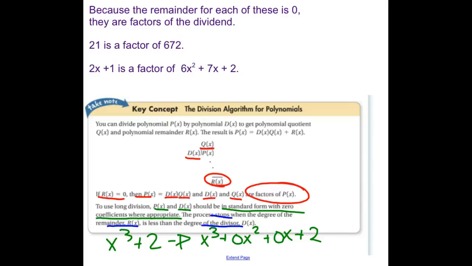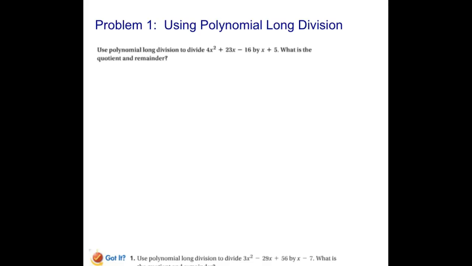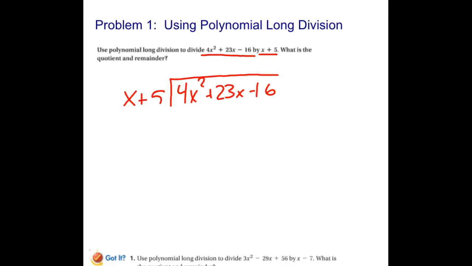So I want you guys to try and do these next ones on your own. I'll help you get it set up, and then I want you to pause the video and try it on your own. So we're dividing 4x squared plus 23x minus 16 by x plus 5. So our dividend is 4x squared plus 23x minus 16, and it is being divided by x plus 5.